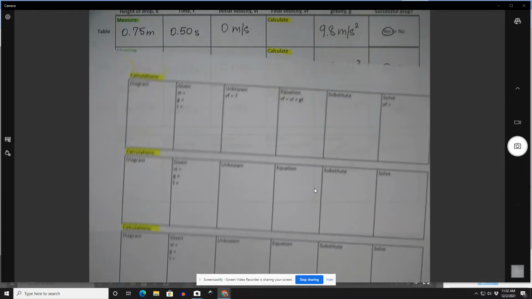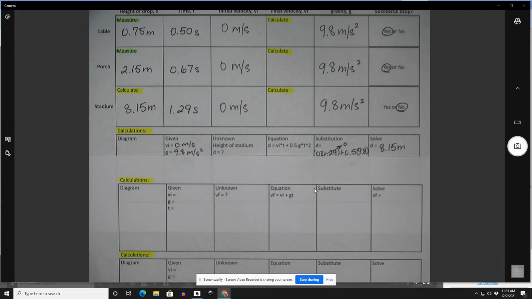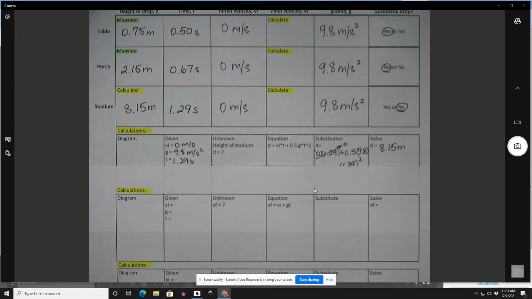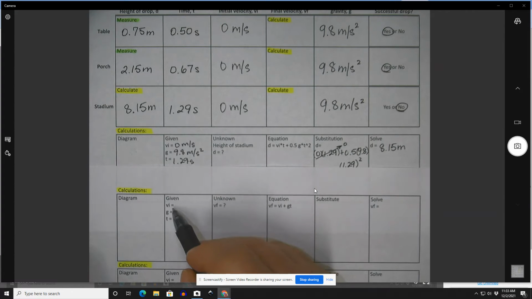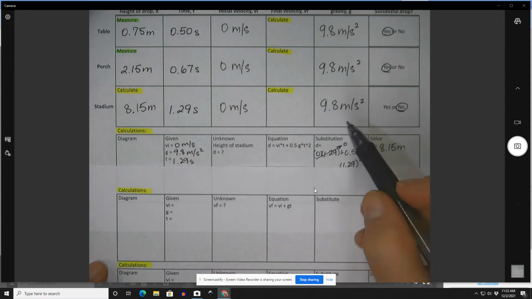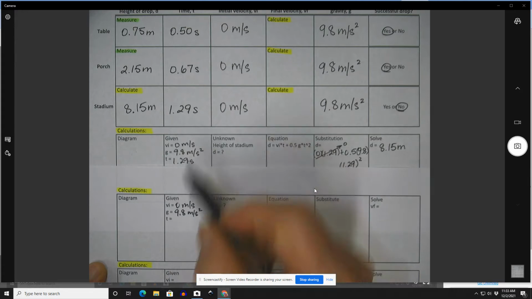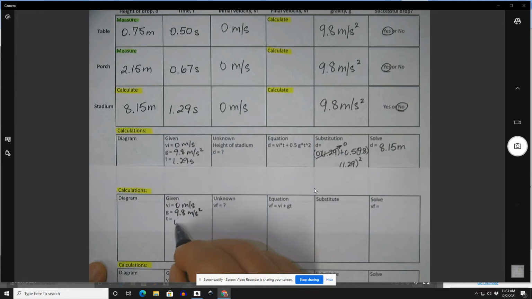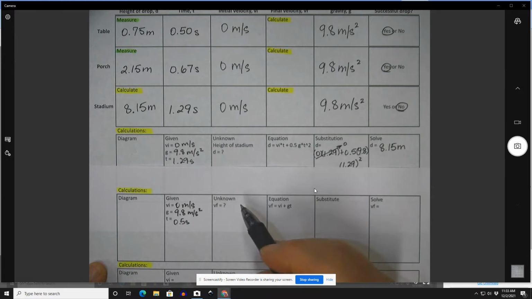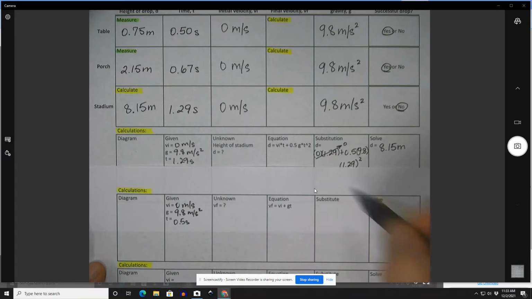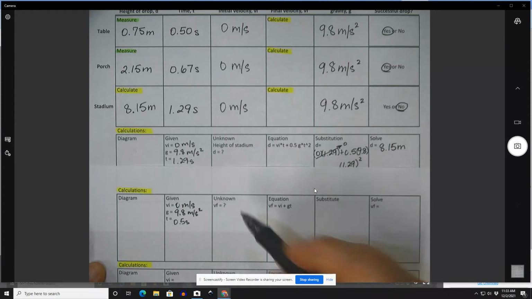Okay, so we're going to start off calculating our final velocity for the table. Okay, so our given, our initial velocity, we have 0. So we're going to record that right there. G is 9.8 meters per second squared. And our time for the drop was 0.5 seconds. Our unknown is our final velocity. And again, once we calculate this, we're going to put it in this square here in the table.